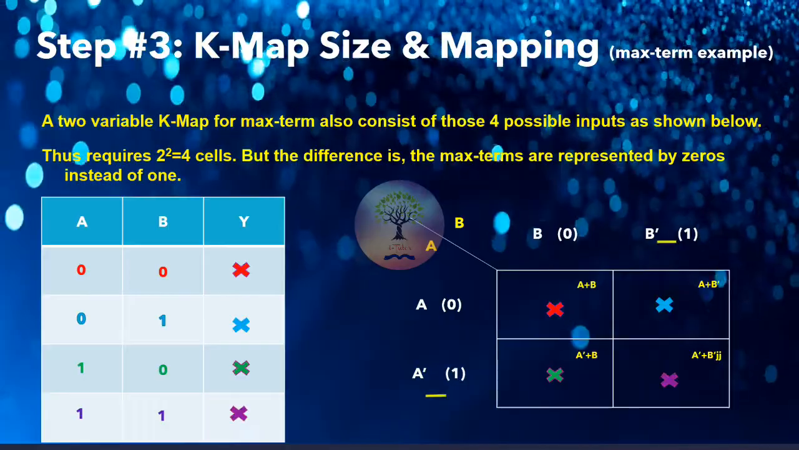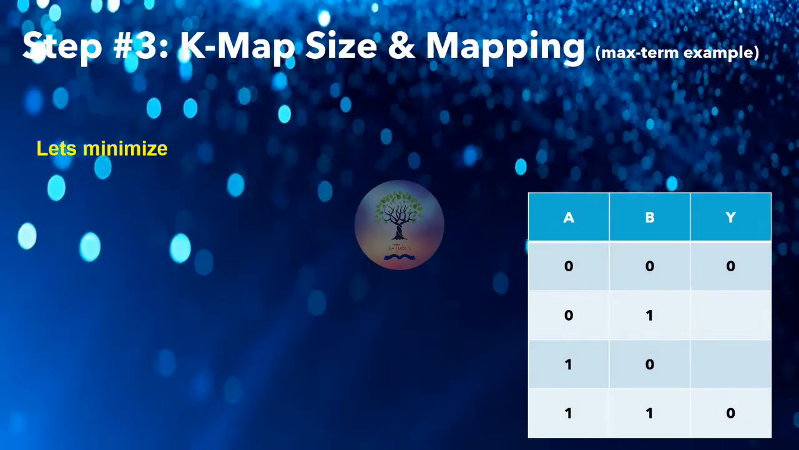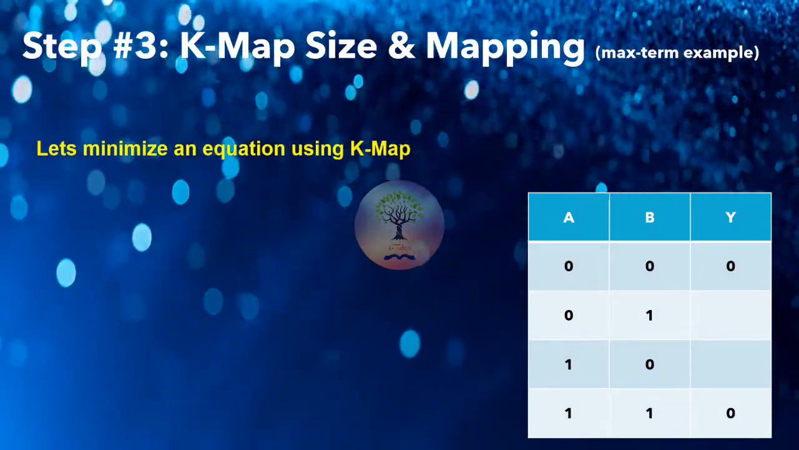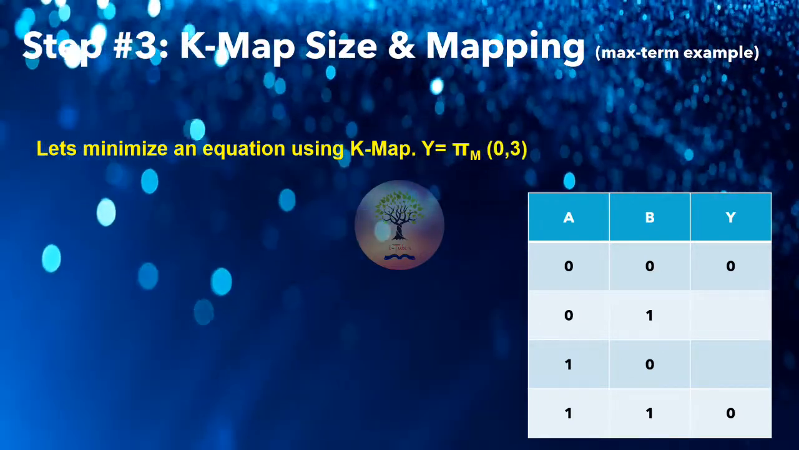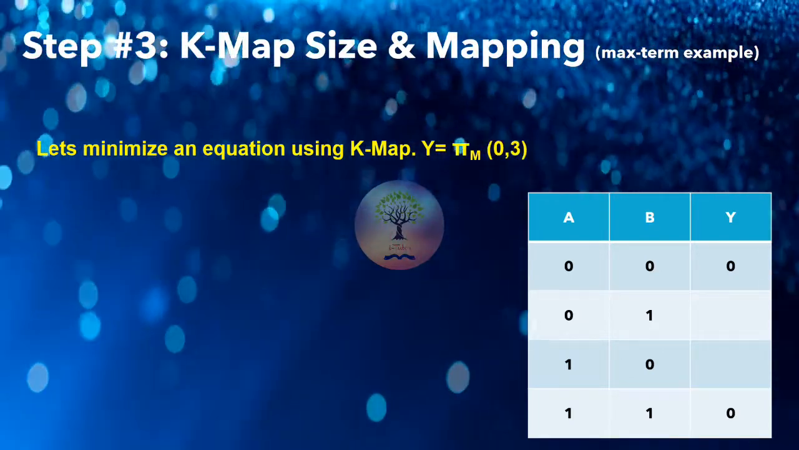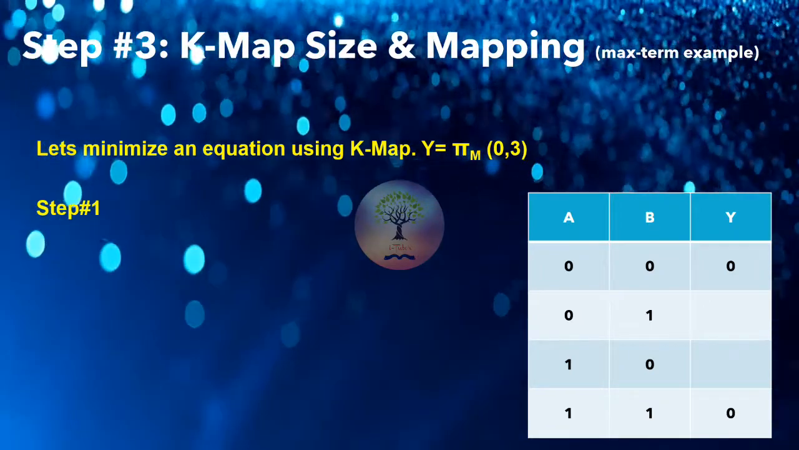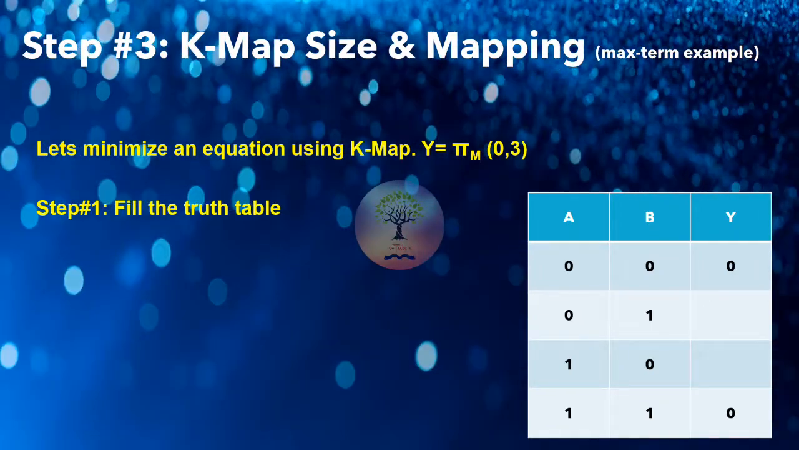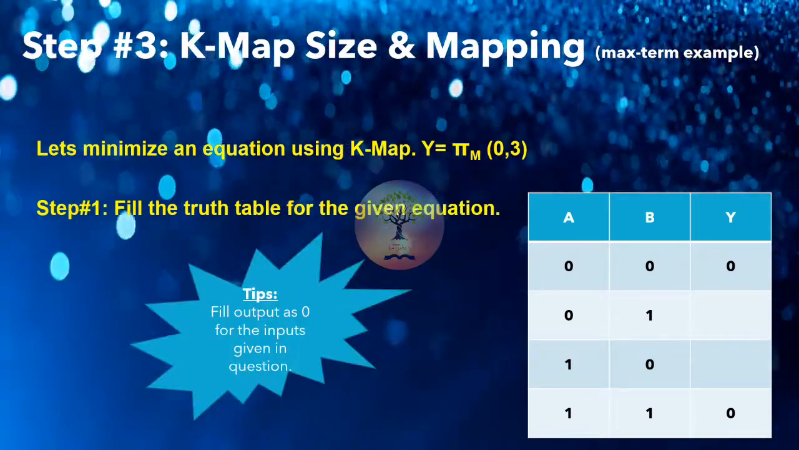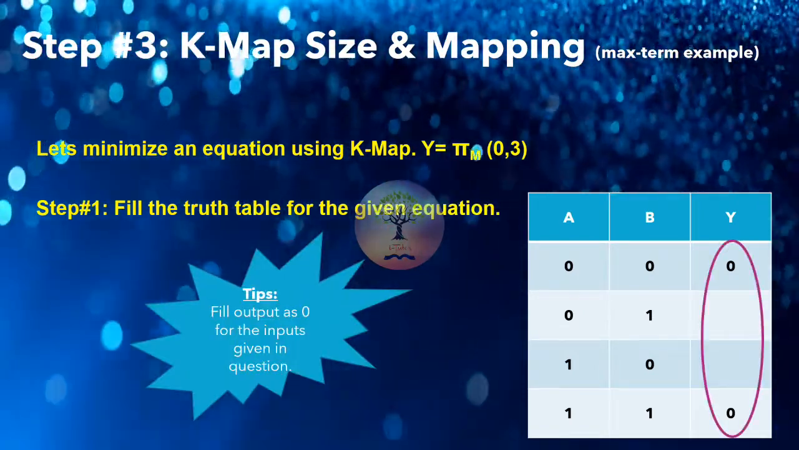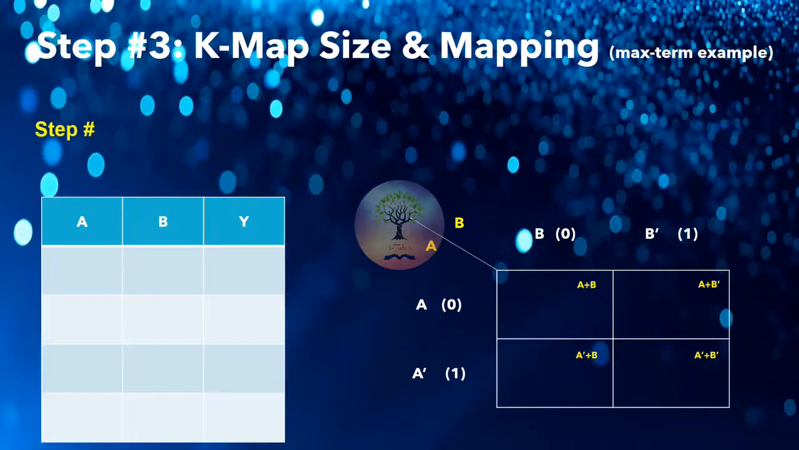Let's minimize an equation using KMap. Y equals pi of capital M, 0, 3. Step number 1. Fill the truth table for the given equation. Fill output as 0 for the inputs given in the question. Step number 2. Map the truth table variable into KMap.